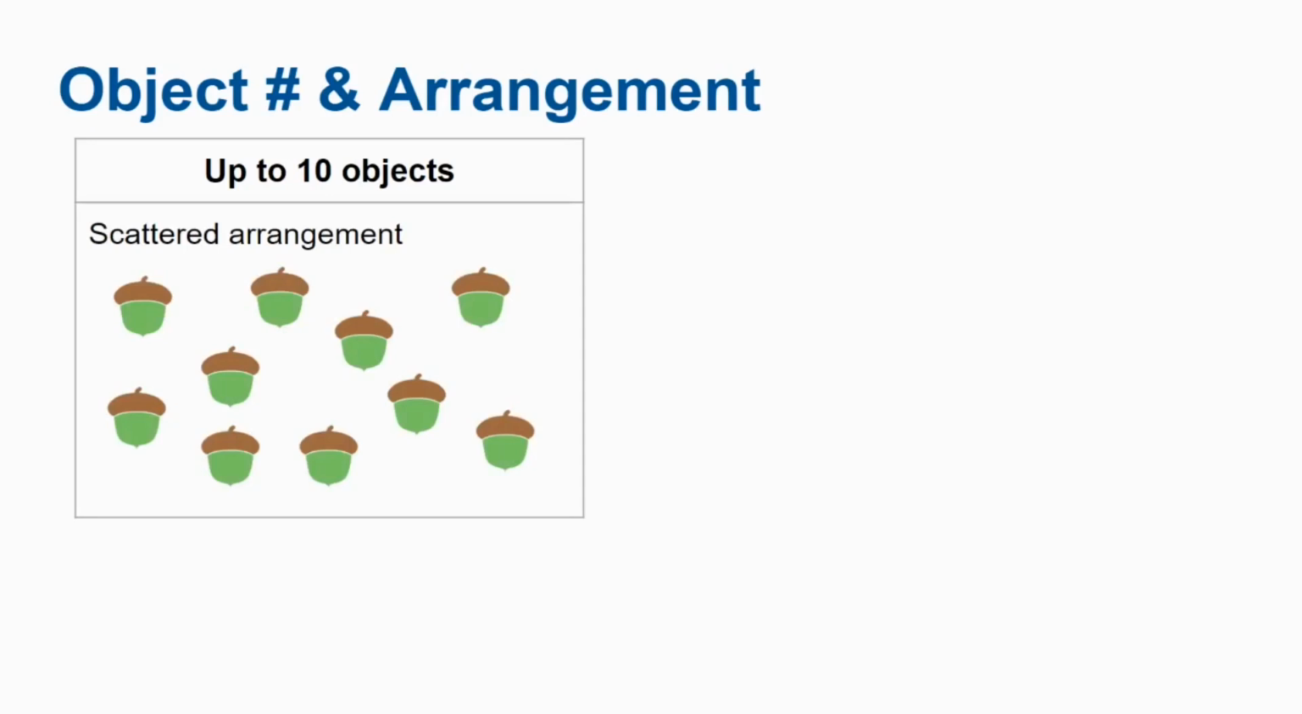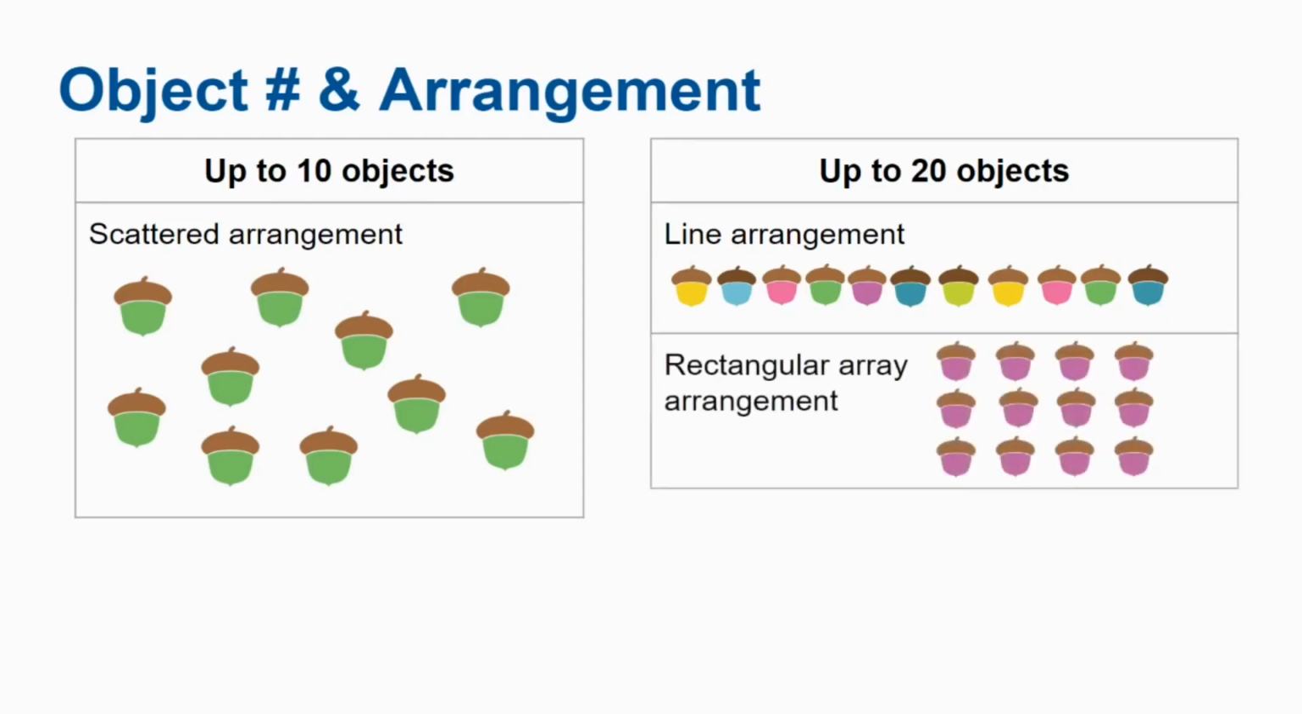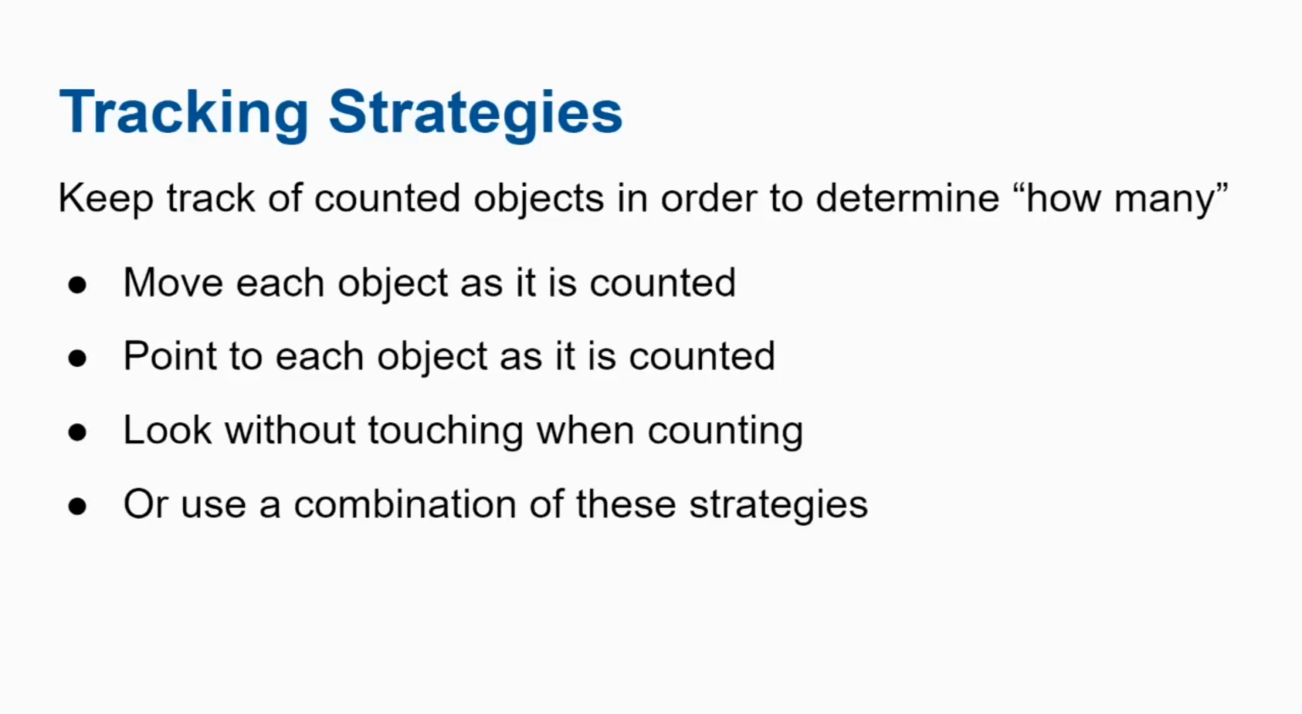Students will be counting up to 10 objects in a scattered arrangement. Students will be counting objects that are arranged in a line, rectangular array, and a circle, up to 20 objects. Students develop the understanding that a group of objects counted multiple times will remain the same.